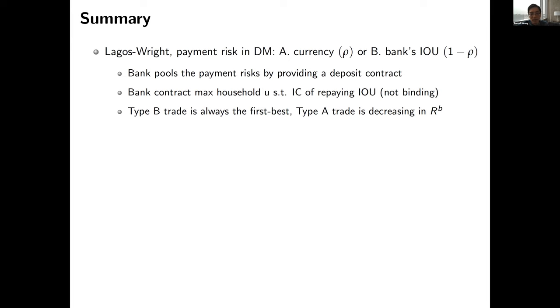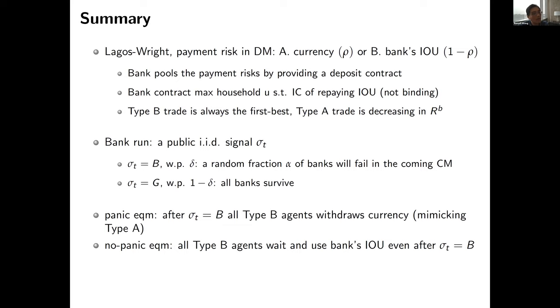So what is a bank run in this paper? A bank run will be like an IID sunspot. There will be two kinds of events. If we realize the bad state, which happens with probability delta, a random fraction alpha of the banks will die, but the households don't know which bank will die. And that is very important, because it creates some risk and an incentive for you to run the bank, because you don't know.